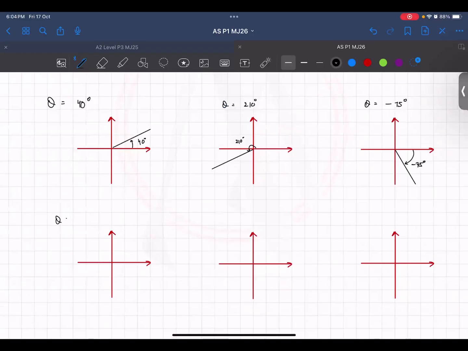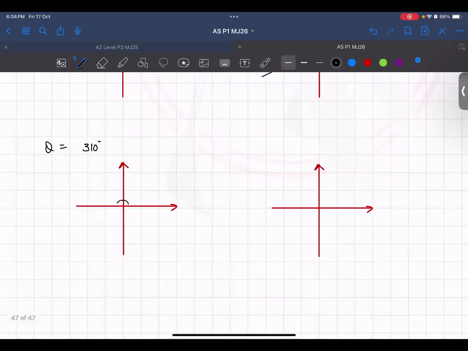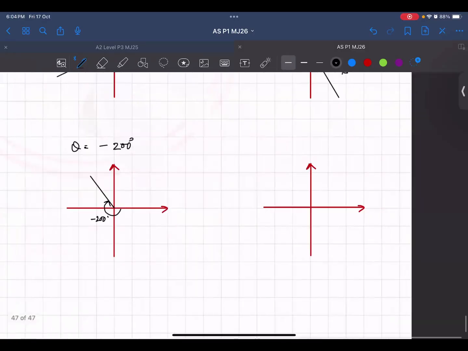If your theta is positive 310, it will be in the fourth quadrant because it is positive. You are moving anti-clockwise. If your theta is minus 200 degrees, it will be in the second quadrant because it is more than negative 180.